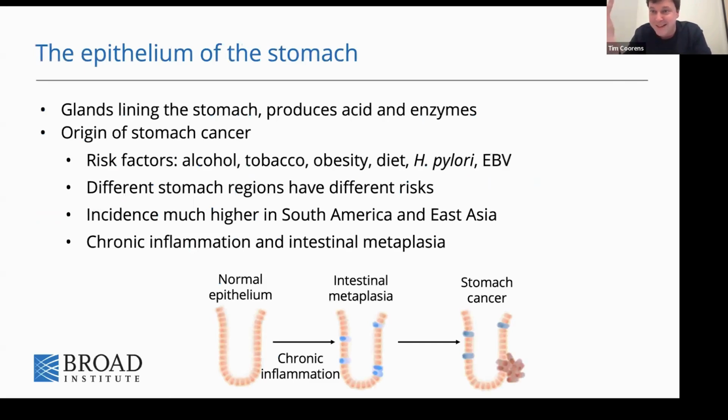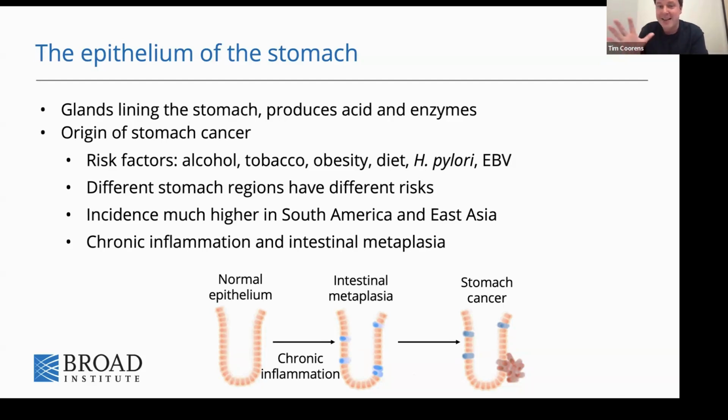Now, you probably all know what a stomach is, but it's the epithelial cells that we're interested in, and those are the glands that line the stomach. Those produce acid and enzymes that help make the stomach function, but it is also the origin of stomach cancer. And there are different risk factors for stomach cancer: alcohol, tobacco smoke, obesity, etc. H. pylori infection is a big one, Epstein-Barr virus as well. An intriguing observation is that different parts of the world have different incidences of stomach cancer, and those correspond to differences regionally within the stomach where they come from.